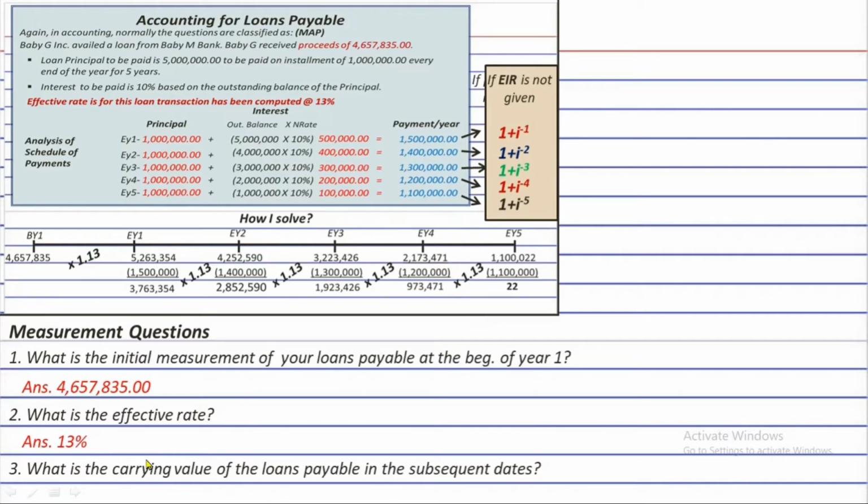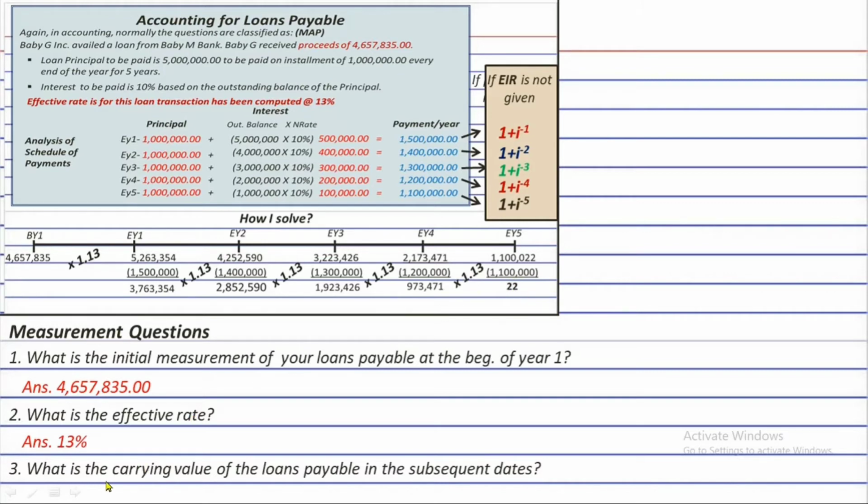So, the third possible question is, what is the carrying value of the loans payable at the end of year 1, year 2, year 3, and year 4? These questions are based on the sample problem, which is why I will not ask about the loans payable at the end of year 5, because the answer is clear. It is supposed to be 0 at the end of the maturity date, right?